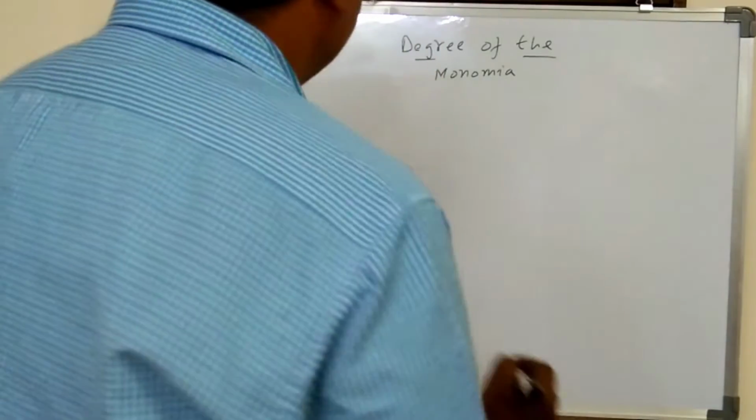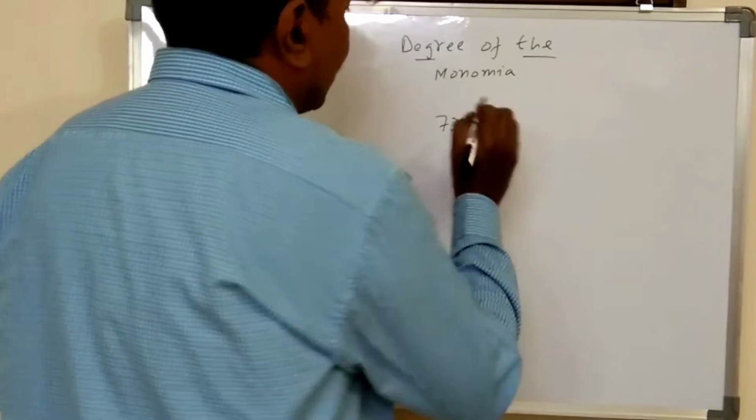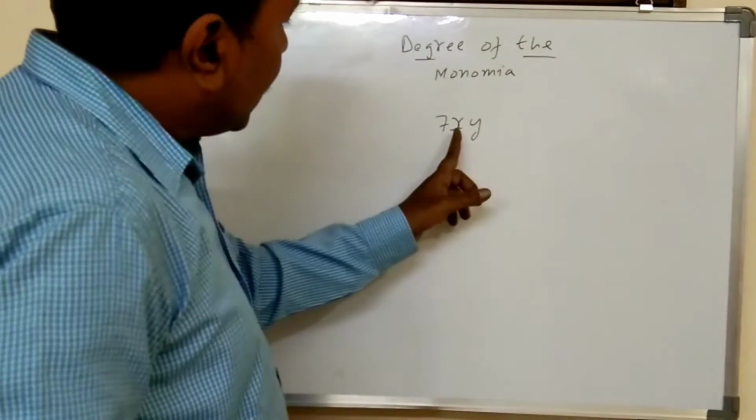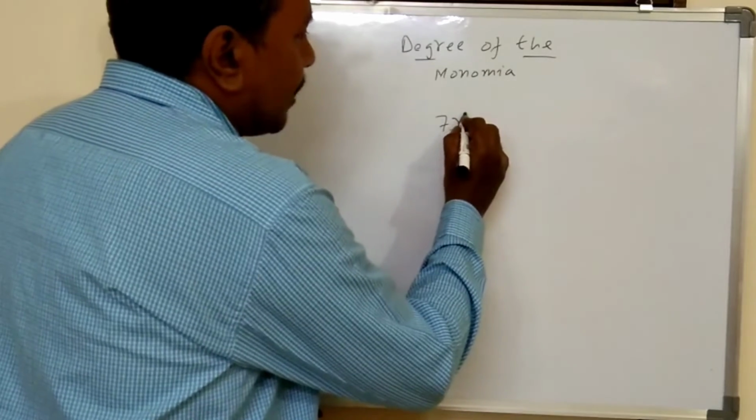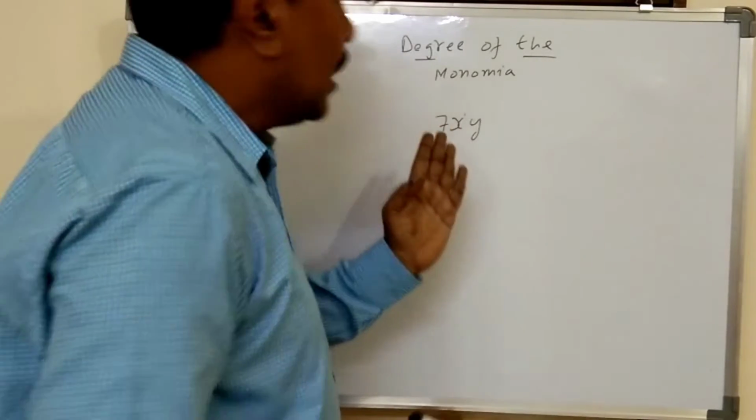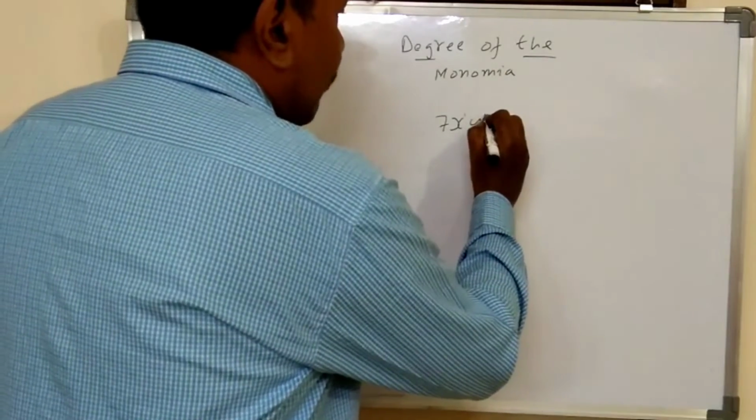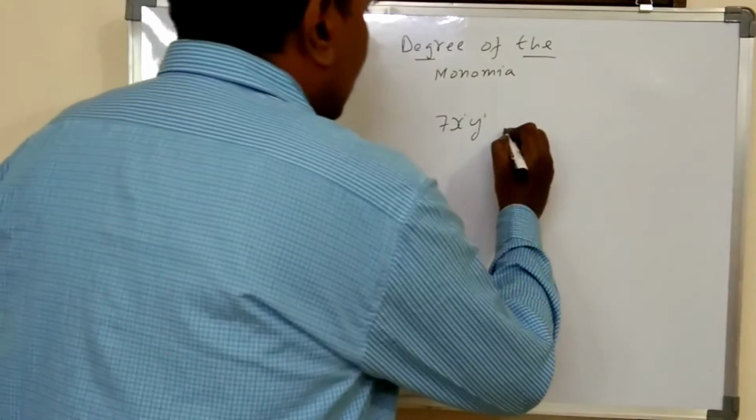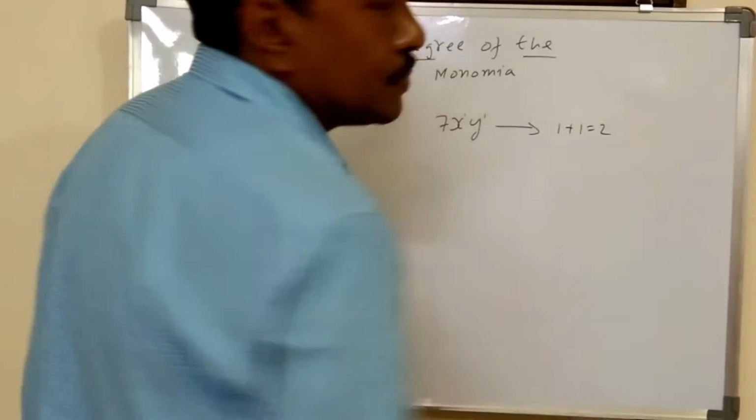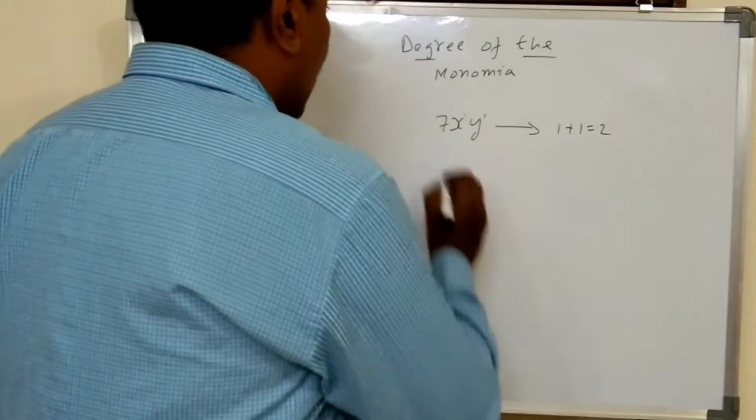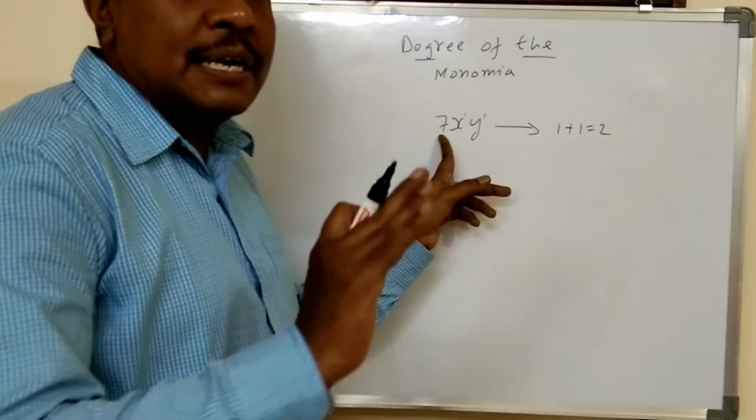For example, 7xy. The variables are x and y, so this is a monomial. What is the index of x? 1. If no index is mentioned, you should take it as 1. And what is the index of y? 1. So the degree of this monomial is 1 plus 1, which is equal to 2. Here the index of the constant is ignored.